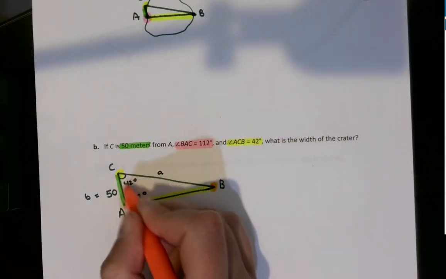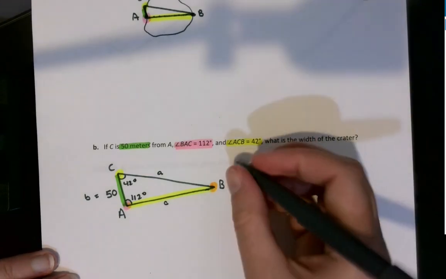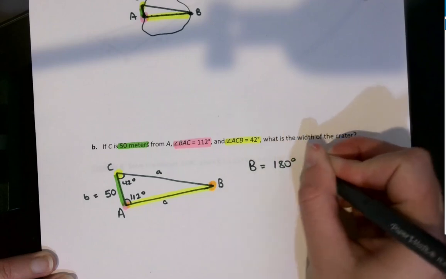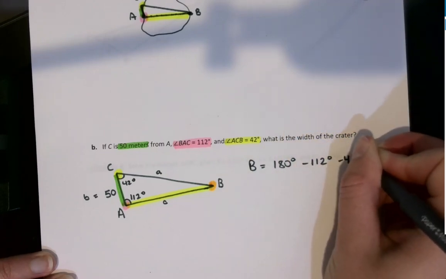Since I know two of the angular measures, I can find angle B with subtraction. So angle B is going to be 180 degrees minus the 112 degrees minus the 42 degrees.